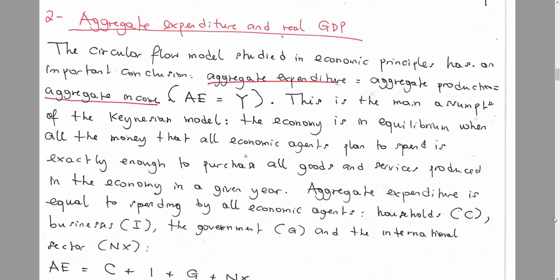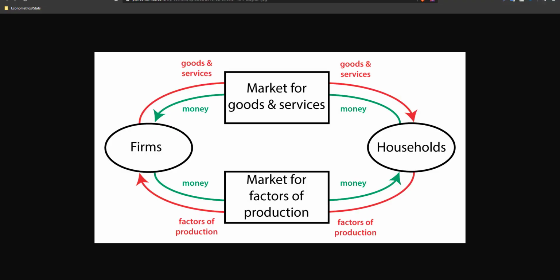which is equal to aggregate income. All right, so I'm just going to pull up a circular flow diagram and then try to explain it from there. So this is a diagram that I pulled up from a website called polyconomics.com, and it is a representation of the circular flow diagram.